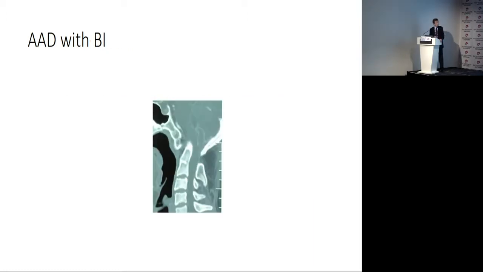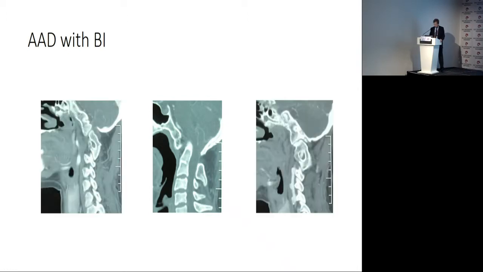But when we talk about Atlanto-Axial dislocation with basilar invagination, you can find that it's different. In the central part, there's a little dislocation. But on the bilateral facet joints, they're just deformed, but there's no dislocation in this part. So there's some difference between dislocation with or without basilar invagination.